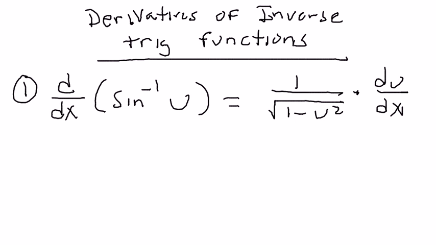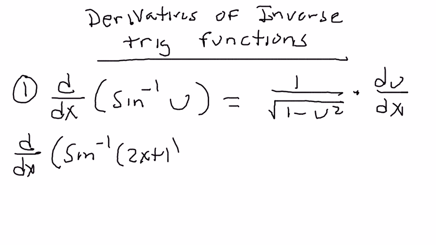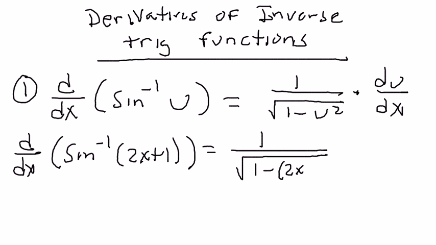So if I wanted to find the derivative of, say, the inverse sine of 2x plus 1, it would be 1 over the square root of 1 minus 2x plus 1 squared times 2. And the biggest problem people would have is that they wouldn't square out that binomial. Or if I squared out the binomial, like if it was a multiple choice question, and I simplified it, many people would get it wrong.